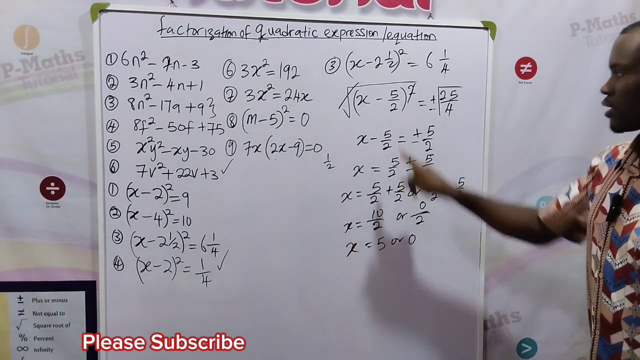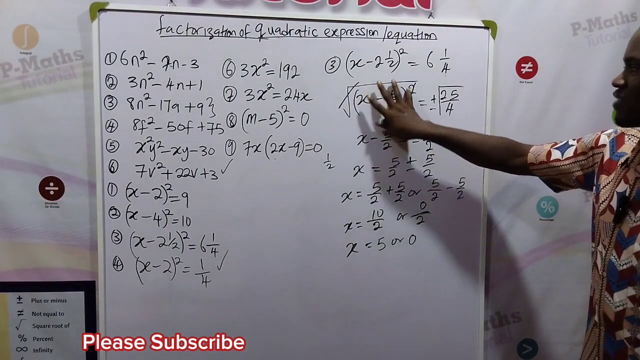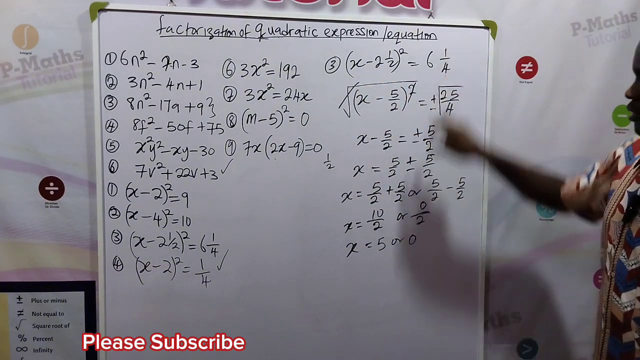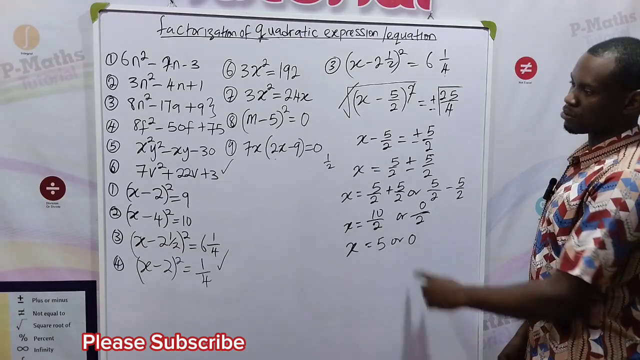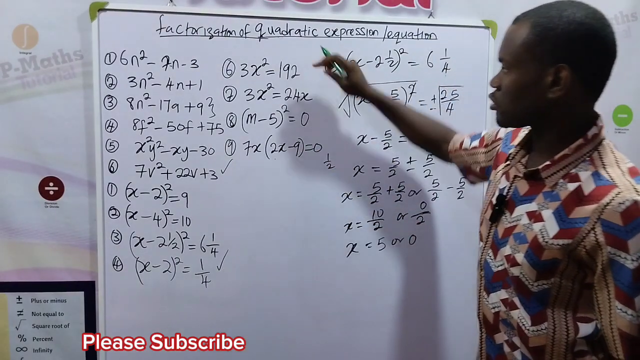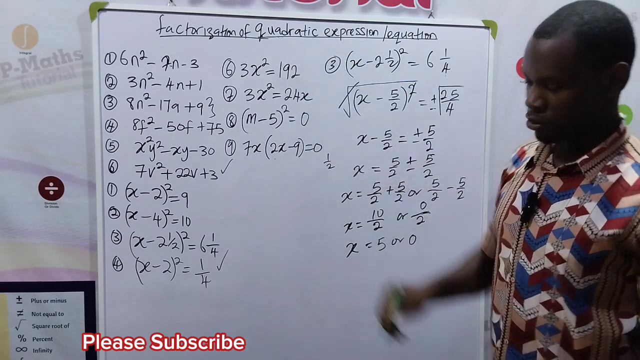You can put 5 here and see if after simplifying it, you will get this. Or you can equally try it with 0, right? So you try number 4 yourself. Let me go straight to number 6.